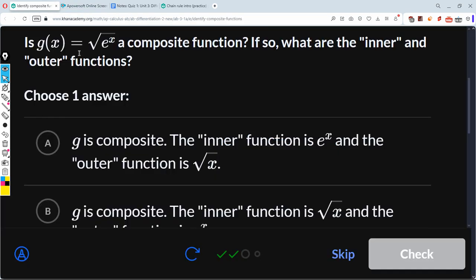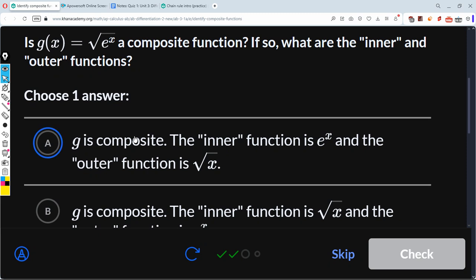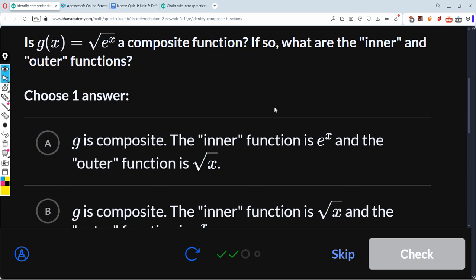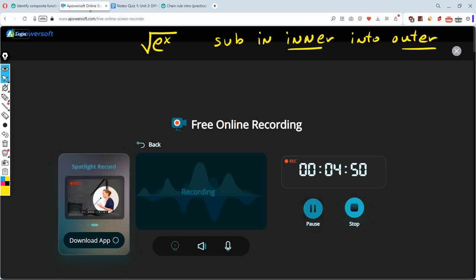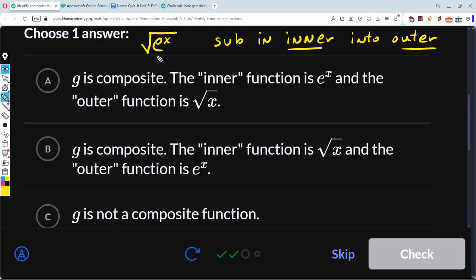All right, here the original function is radical e to the x. Let's try each answer. I'm just going to rewrite this here. Here's the original. As always, we're going to sub in the inner into the outer function. So answer choice A, the inner function is e to the x, and the outer function is radical x. We're going to take e to the x and sub it in right there, and that's going to give us radical e to the x. Does that match the original? Yes, it does. Answer A.